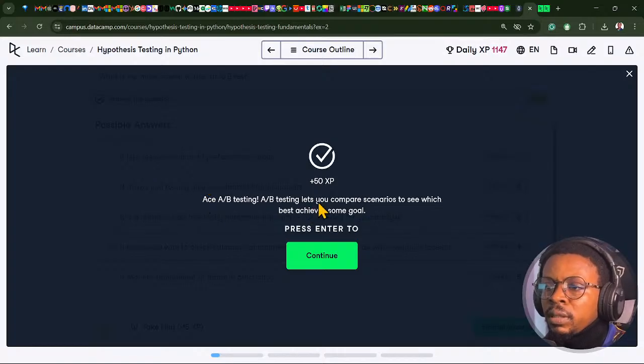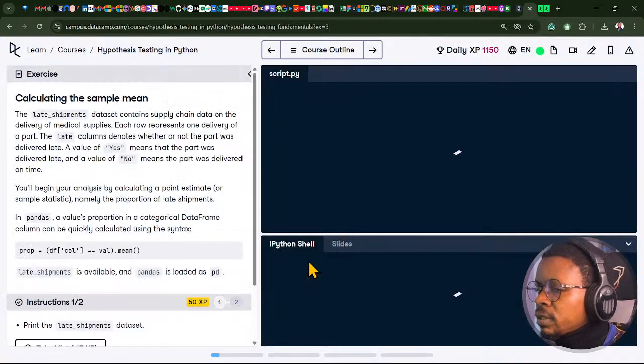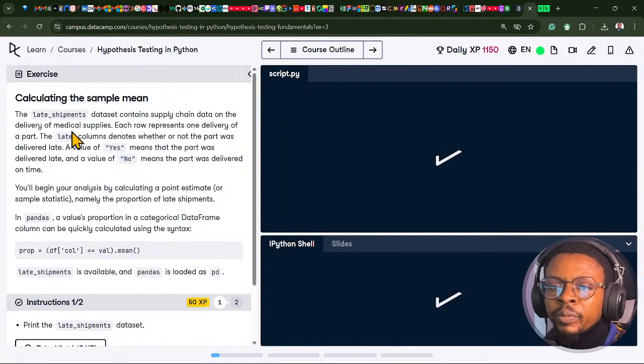So A/B testing lets you compare scenarios to see which best achieves some goal. So that's the use of A/B testing. So let's calculate the sample mean.